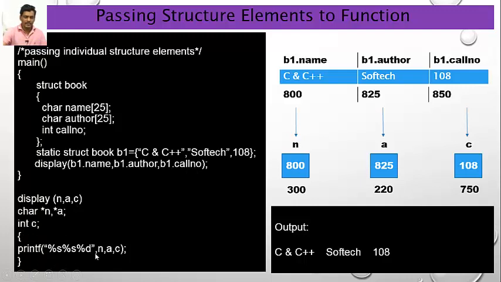Print %s %s %d with n comma a comma c, because that 800 is transferred to the location of n, 825 is transferred to the location of a, and 850 holds 108. So we are not passing an address there. Here we pass the value. Because this is an array name, if we give b1.name, it passes the base address. b1.author is also an array, so the address is passed. b1.call number is an integer, so it transfers only 108.